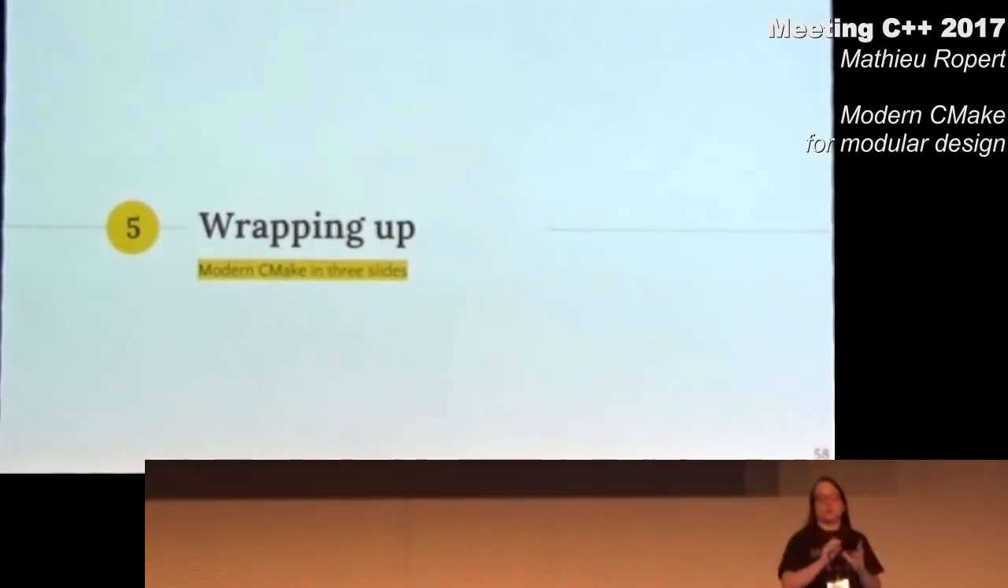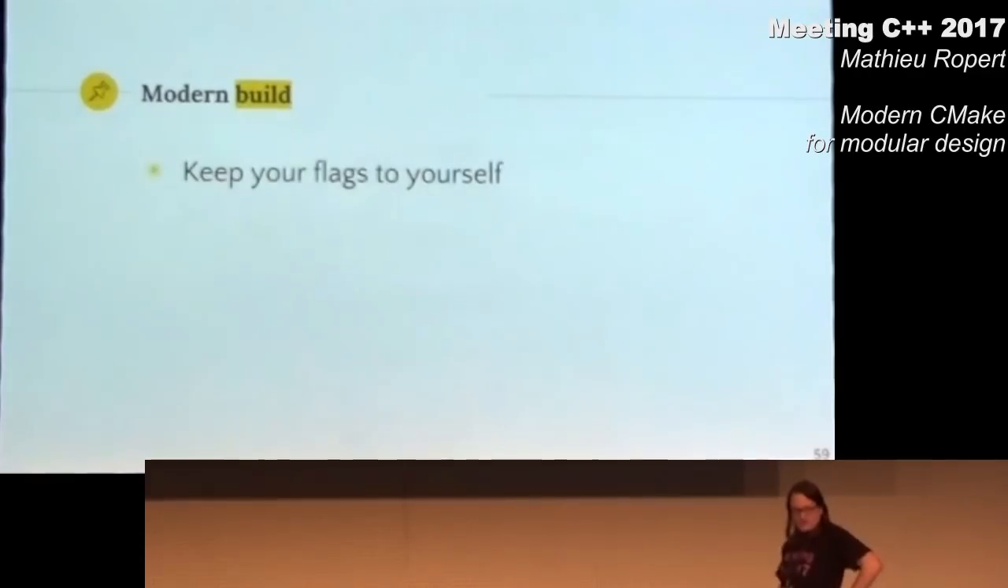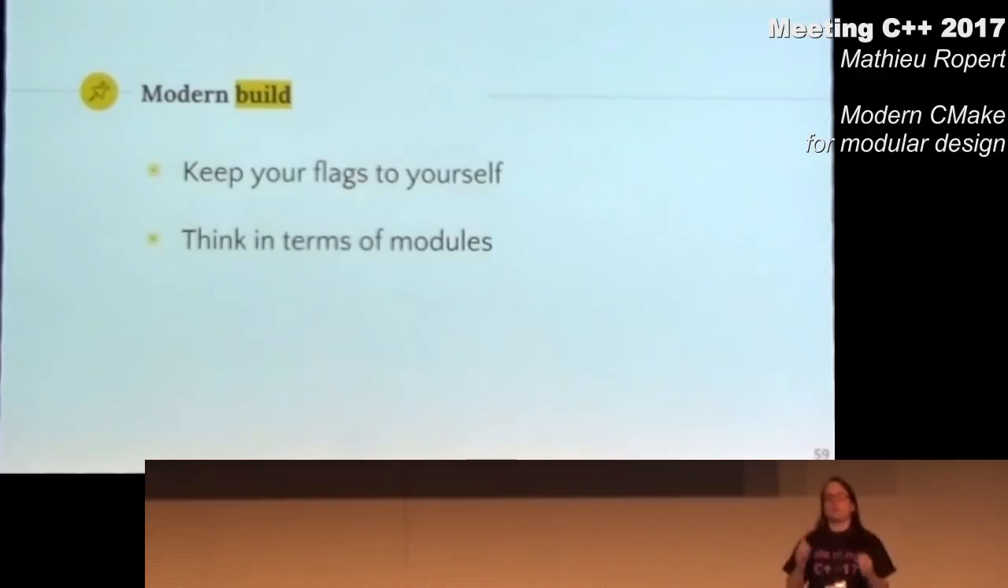So let's try to summarize now. So what's a modern build? Well, basically it's keeping your flags to yourself. We want to encapsulate, so implementation only concerns you. It does not concern whoever else is using your code. You think in terms of modules.